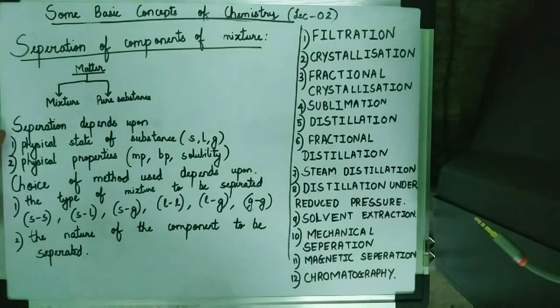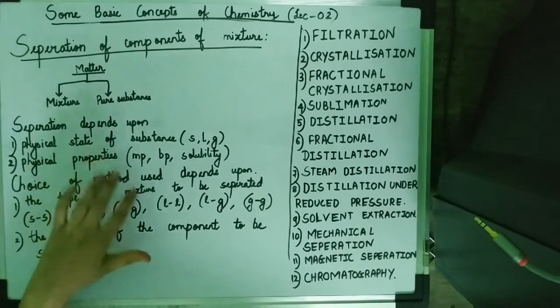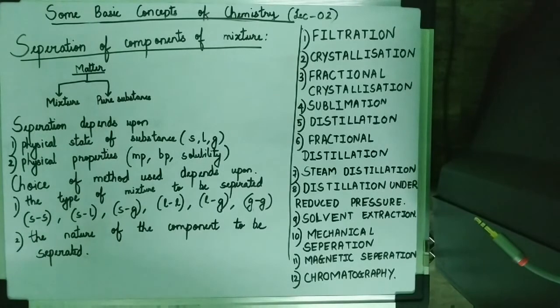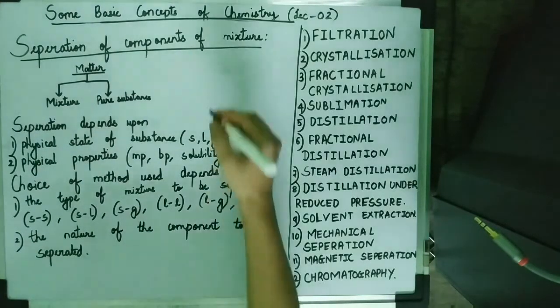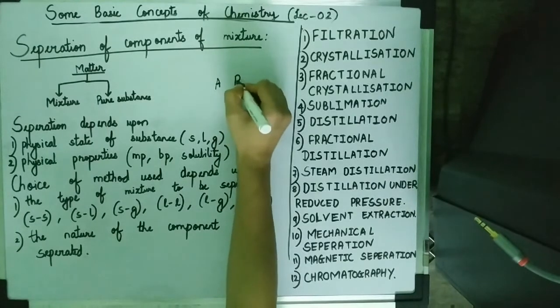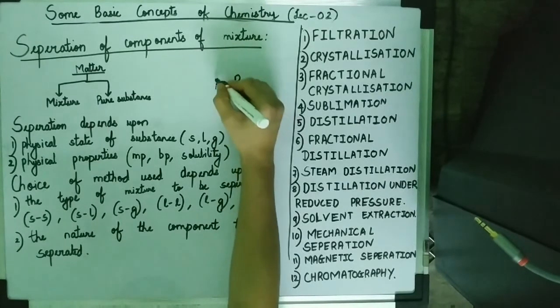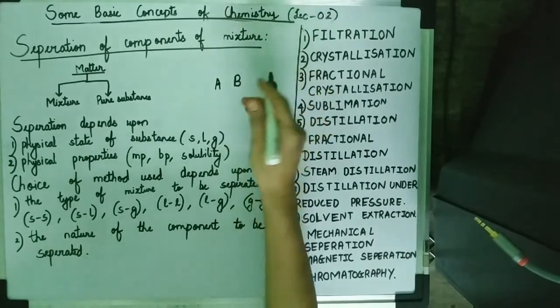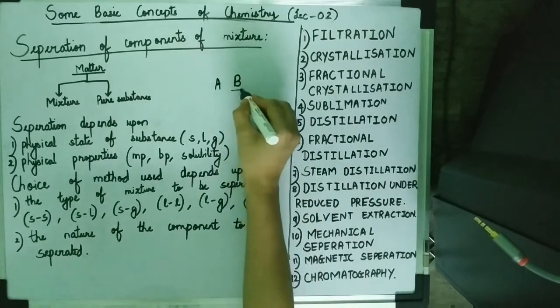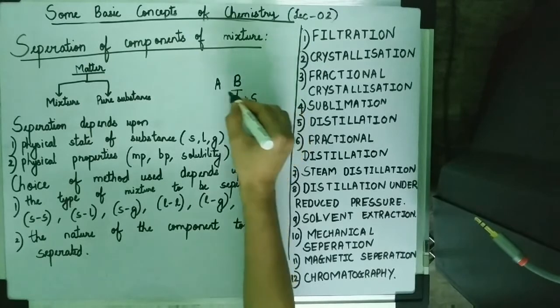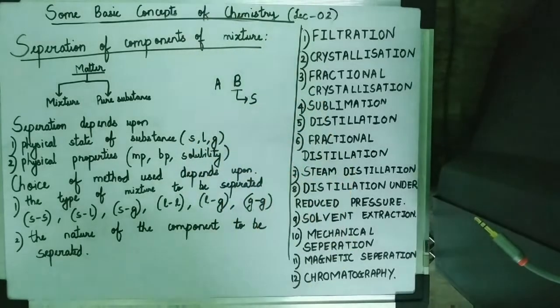Now the separation depends upon the physical state of the substance, whether the substance present is in solid, liquid or gaseous state. So this is one very important criterion. Then we should also know the physical properties. So what are the physical properties? Like melting point, boiling point, solubility. Let's say suppose we have two substances A and B. We should know their solubility in various different solvents. Let's say we know that B is soluble in some solvent S in which A is not soluble. So we can separate by solubility.